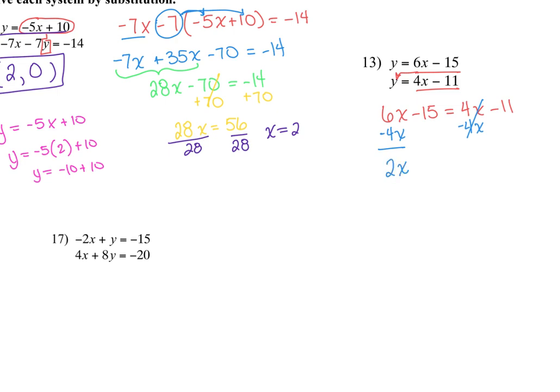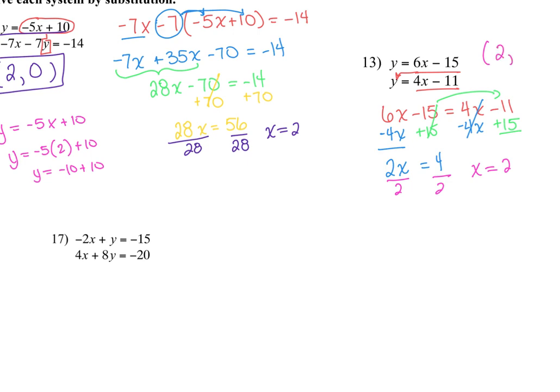And then I need to move the numbers to the other side. So this is a negative 15. So to move it, I'm going to add the 15 to both sides. Negative 11 and positive 15 gives me 4. And then I'm ready to divide both sides. X equals 2. So once again, I have the x value.